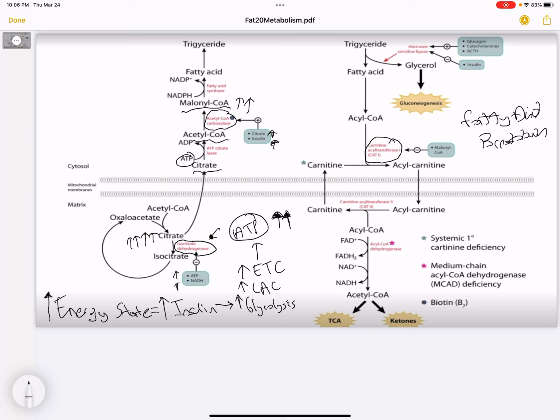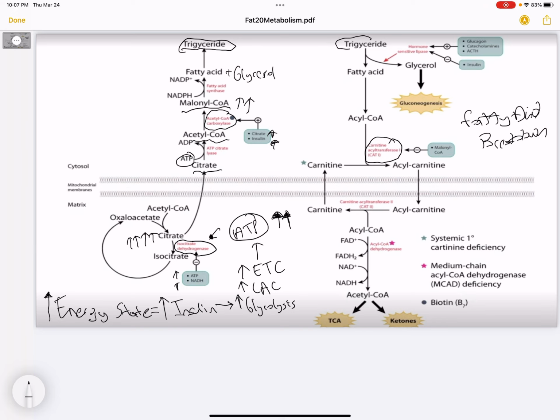And then malonyl-CoA is going to be converted to fatty acid, and then fatty acids are going to combine with glycerol to form ultimately triglycerides. And triglycerides are the major component of fats in the human body. Now let's take a look at fatty acid breakdown.